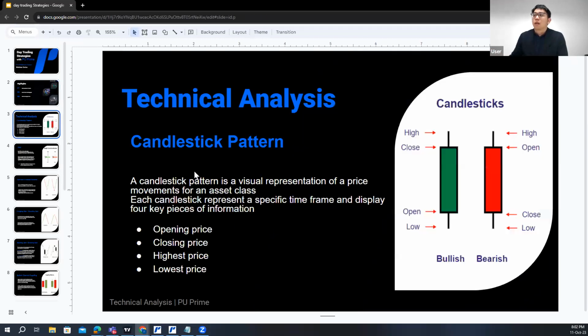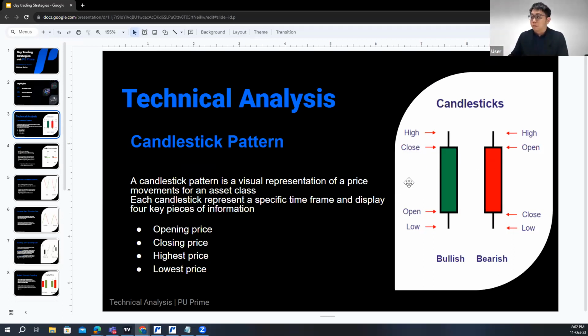So before we learn about candlestick patterns, we have to know what a candlestick is. Candlestick is from Japan. Before it was used in the financial market for technical analysis, it was used by the Japanese in the markets when they sold agricultural goods and also seafood. They used it to mark the price.